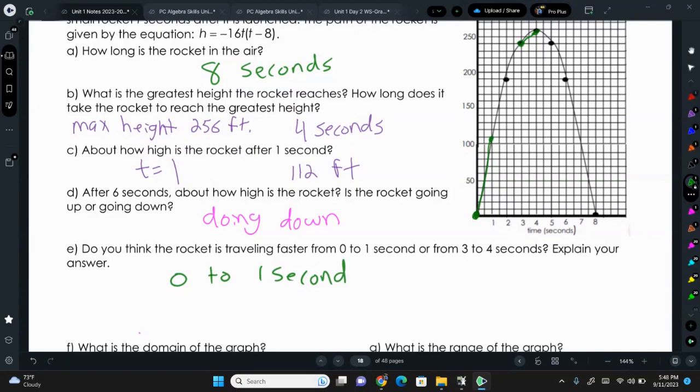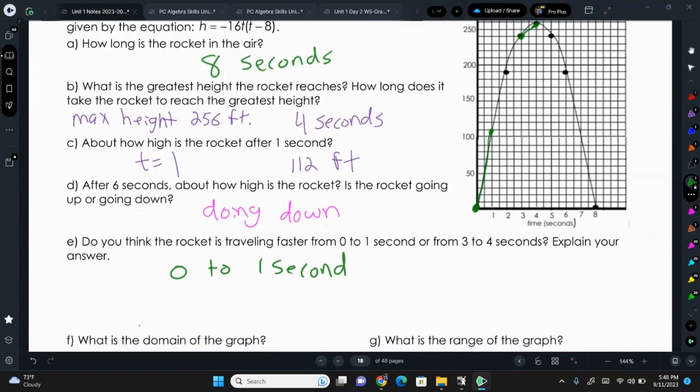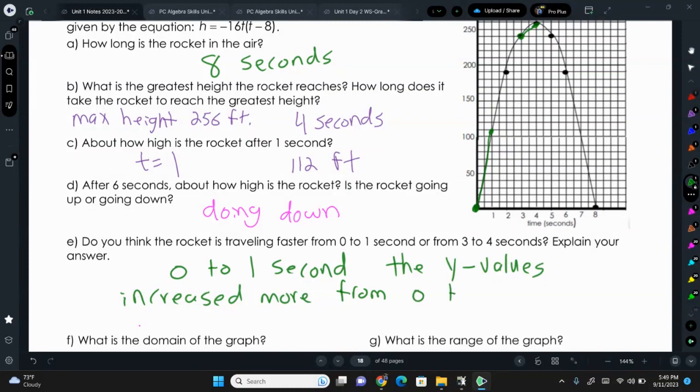Because the slope is greater there. The slope in that interval is larger than the slope from 3 to 4. Or you could say that the y values increased more from 0 to 1 than from 3 to 4 in the x direction. So we're looking at the x values, not the y.